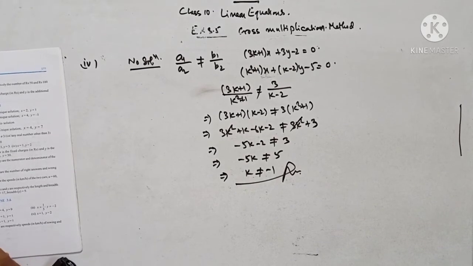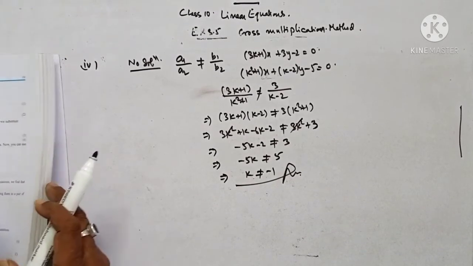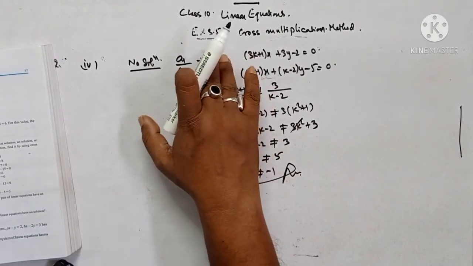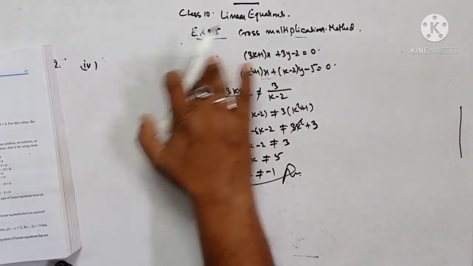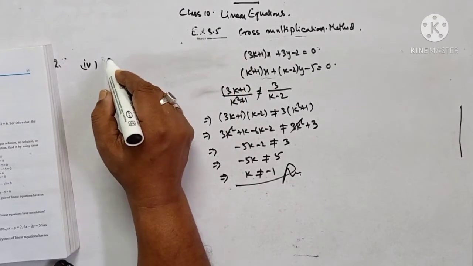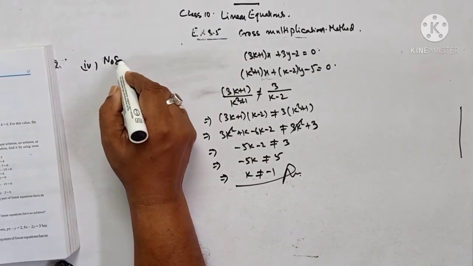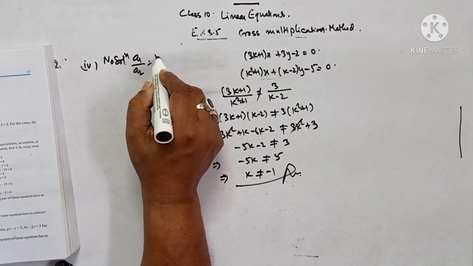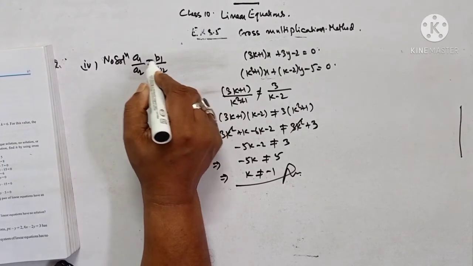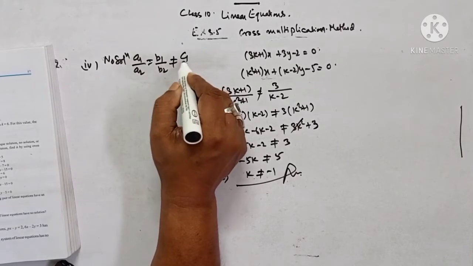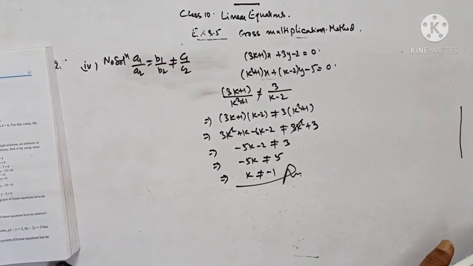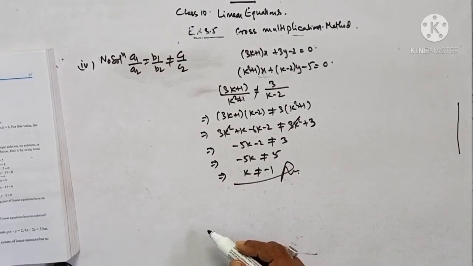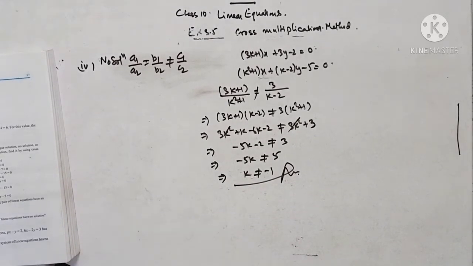I made a little mistake. This is no solution. This was for no solution. For no solution, a1 by a2 equal to b1 by b2 not equal to c1 by c2. I thought it was one solution, because the earlier question was one solution, so I thought that it is one solution.